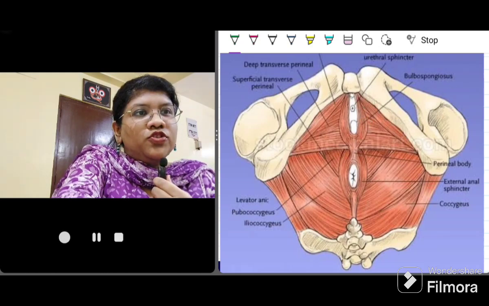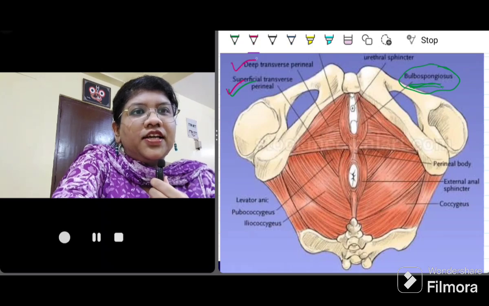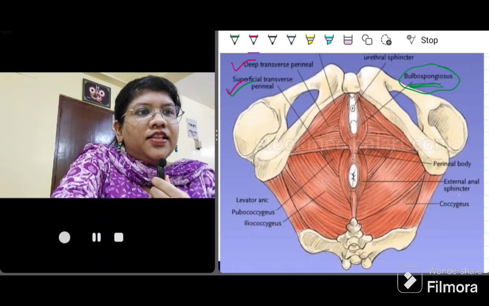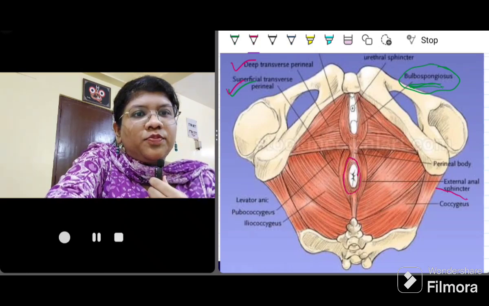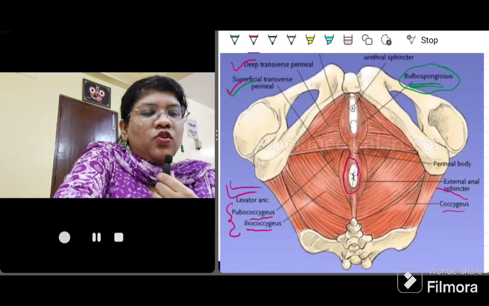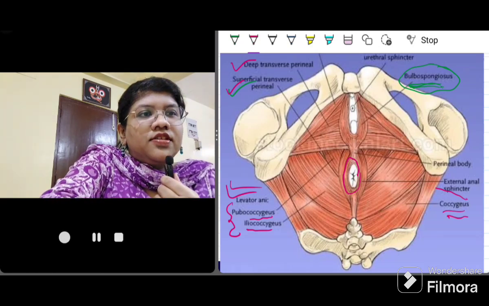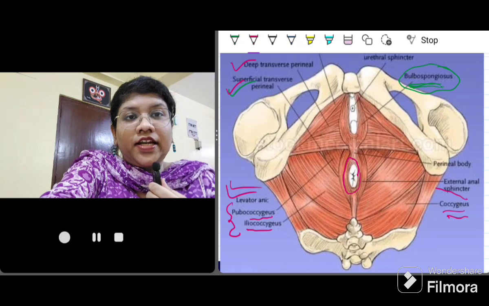you have the bulbospongiosus muscle. You have the superficial transverse perineal and the deep transverse perineal. Then the external anal sphincter is here. Around it you have the pubococcygeus and the iliococcygeus, which together form the levator ani. Last is the coccygeus.